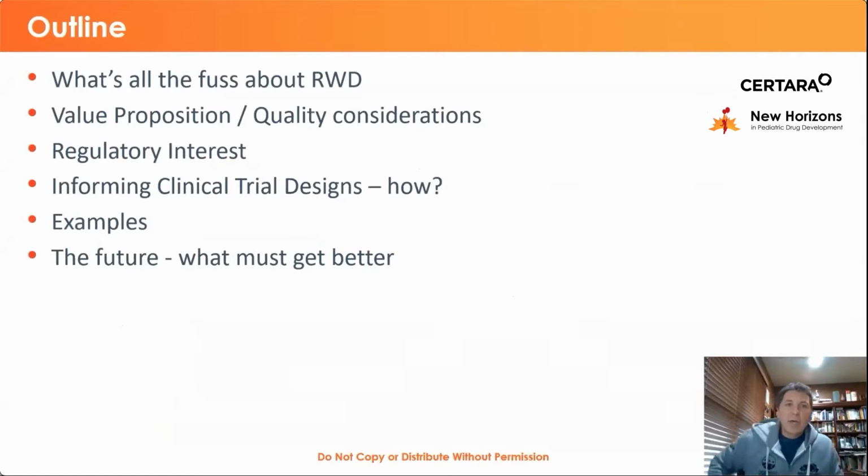We'll start this lecture by talking about the backdrop around real-world data, the landscape, as it were, the different types of real-world data, and then focus on the value proposition. And a key component is on data quality considerations. We'll shift gears a little bit to talk about the regulatory interest, which I think everybody at this stage knows is very high. And we'll give a specific review of the benefit of incorporating real-world data into clinical trial designs and discuss how that is in fact accomplished.